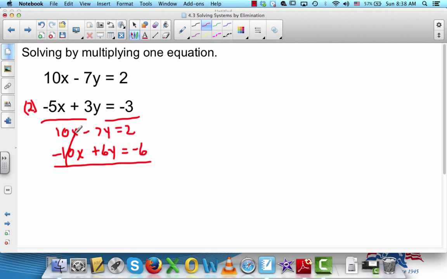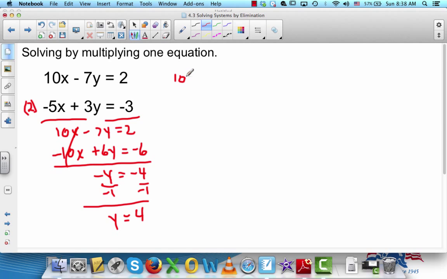Alright, the 10x's cancel each other out. We're left with negative y equals negative 4. Divide both sides by negative 1. And that leaves us with y equals 4. And then we repeat the same process that we've been doing in the previous equations.